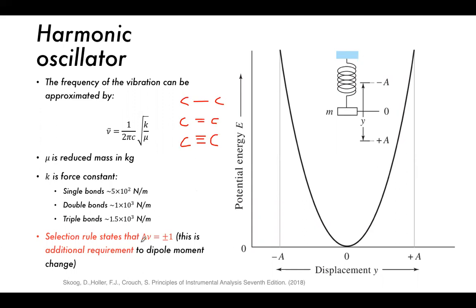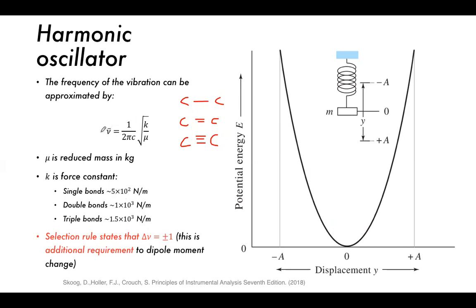Then selection rules state that the delta V, the change in vibrational quantum number, must be plus or minus 1. So this is an additional requirement to dipole moment change. So there's a selection rule which states that the change in the vibrational energy level must be plus or minus 1 level at a time.